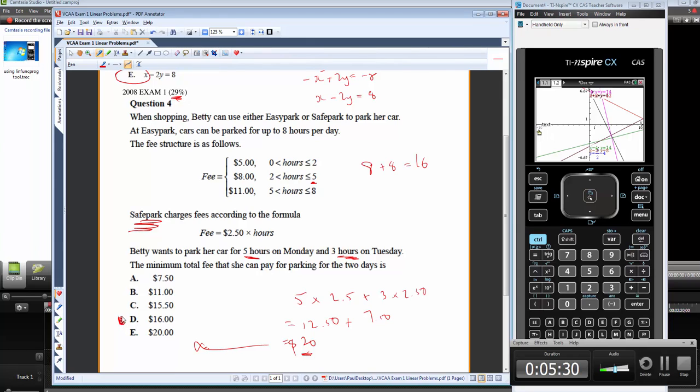And what I'd be willing to bet is the majority of punters who did the subject that year went for D. But the key piece of information in the question is they can park at either Easy Park or Safe Park. And the fact of the matter is, on the first day when she's parking for 5 hours, Easy Park is the best deal, $8. But on the second day, the 3 hours is actually only going to cost her $7.50 at Safe Park. That actually makes $15.50, which is even better than 16. So actually C is the correct answer here, and it's a classic read-the-question problem.